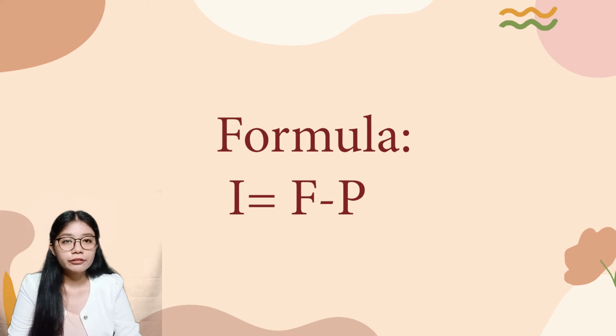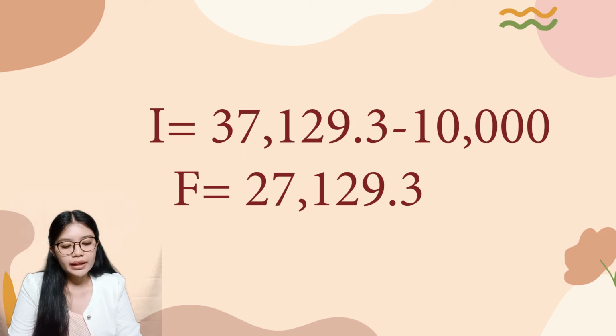is equals to F minus P. I is equal to 37,129.3 minus 10,000, and it is equal to 27,129.3.